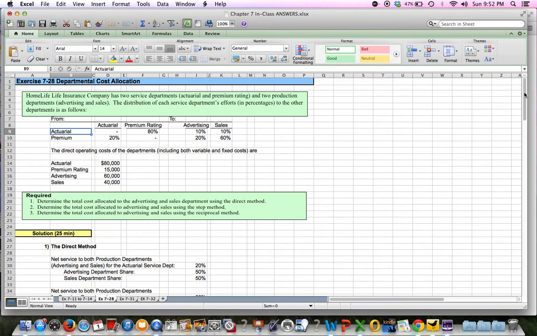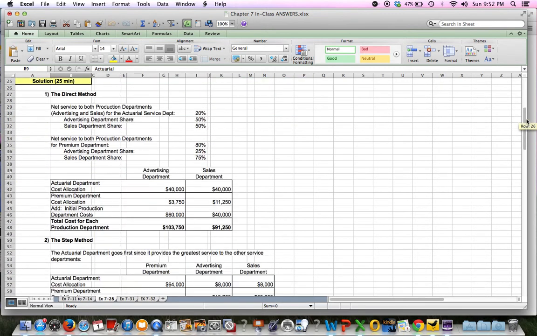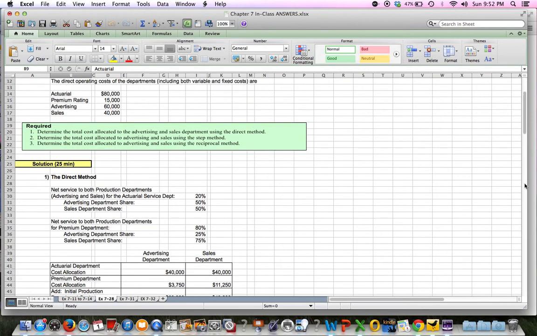So the direct operating cost of each department is as follows, and they give us the data. Then it says to split this out between the 2 methods, allocating based on the direct method and then the step method. And so the direct method, let me get the whole thing on the screen here.